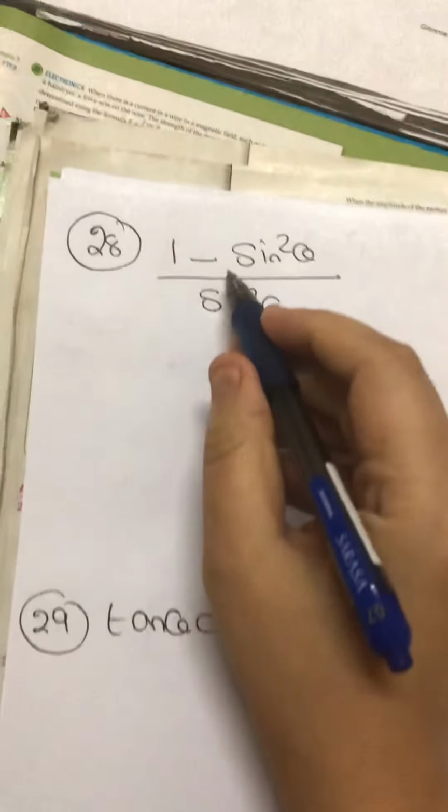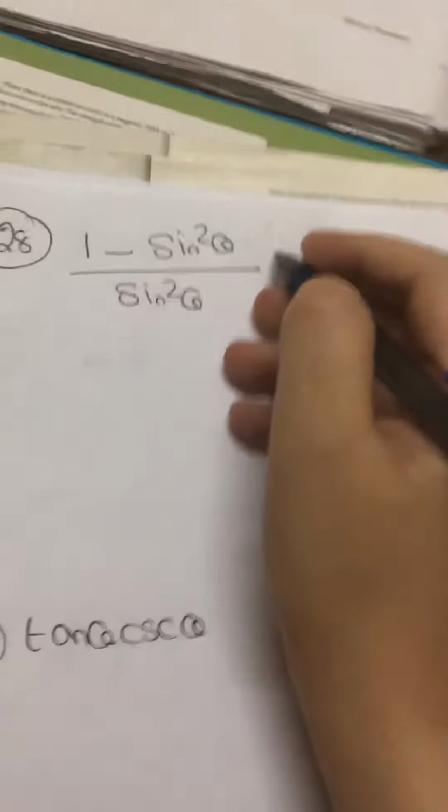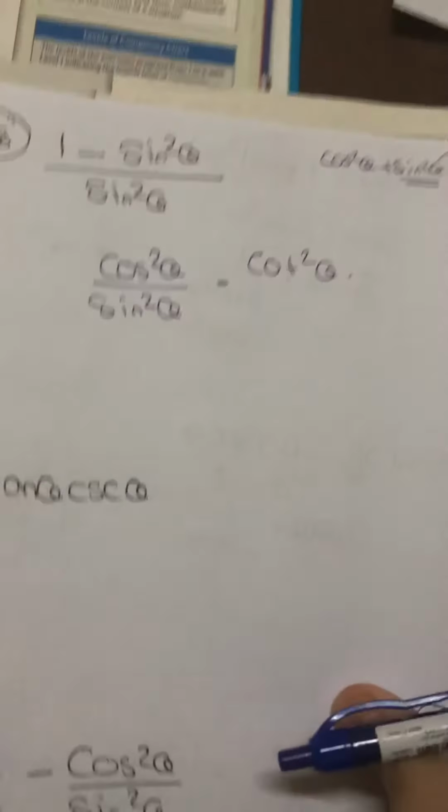Okay, so does this remind us of something? Yes, it does remind us of the Pythagorean identity that has cosine and sine in it, right? So 1 minus sine squared theta is equal to cosine squared theta. Cosine squared theta over sine squared theta. What is cosine over sine? It's cotan. So in this case, it will be cotan squared theta. And you're done.